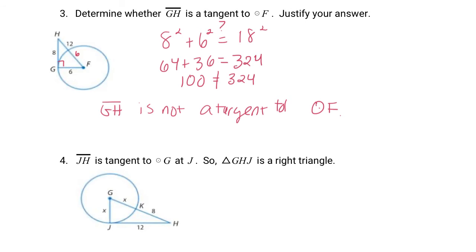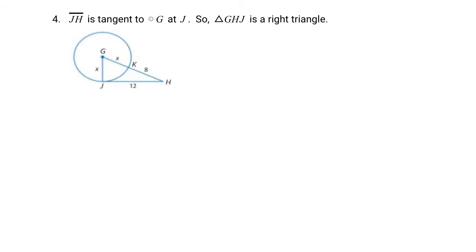So we can also use what we know about right triangles and tangents to find some missing values. We're told in this one that JH is tangent to circle G. So that means this is a right angle. So we want to find the value of X. GHJ is a right triangle.